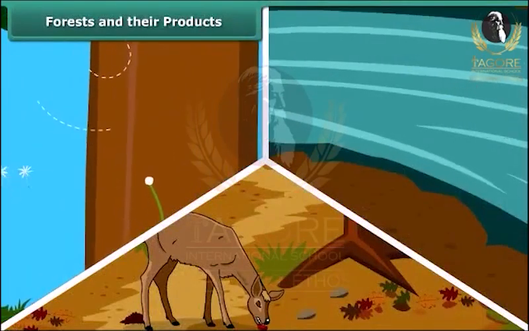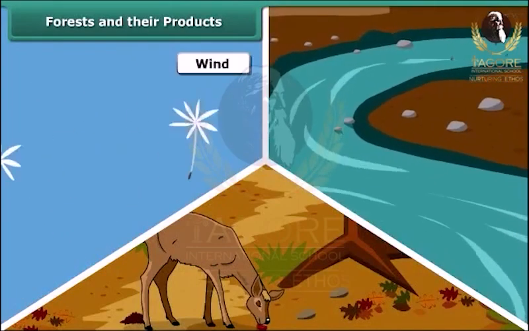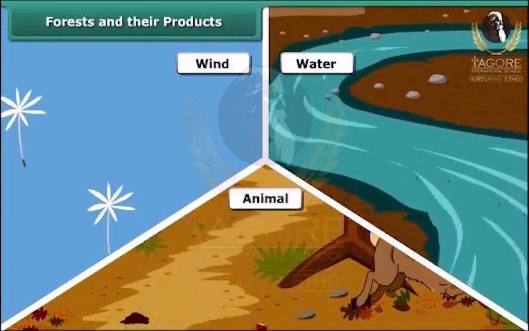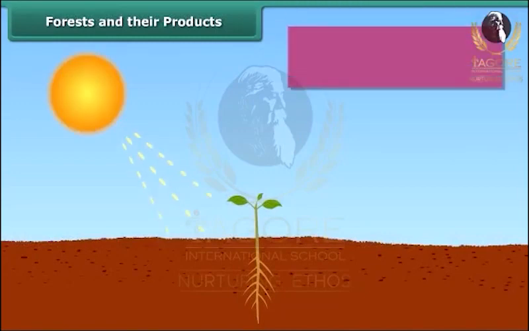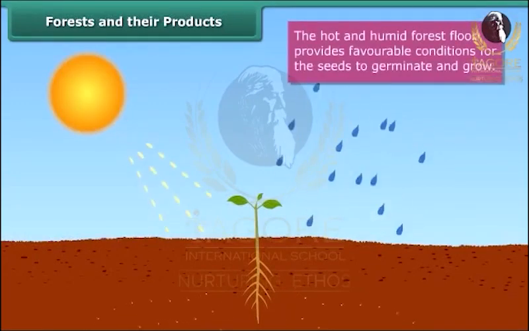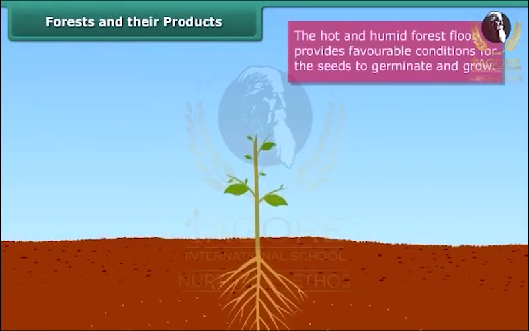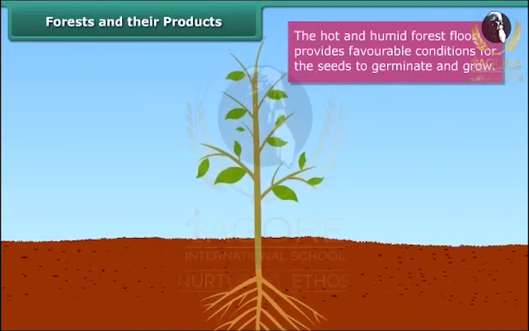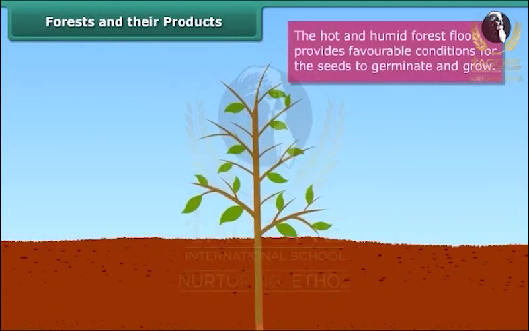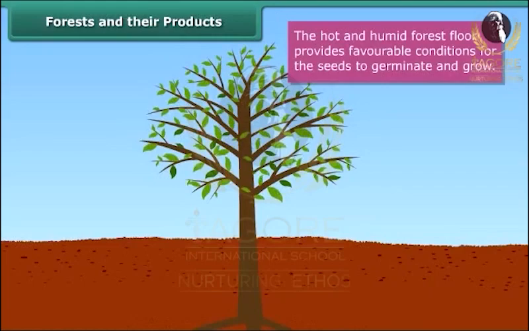Seeds produced by trees are dispersed by wind, water, and animals. The hot and humid forest floor provides favorable conditions for seeds to germinate. Seedlings emerge from germinated seeds and grow into saplings first and then trees.